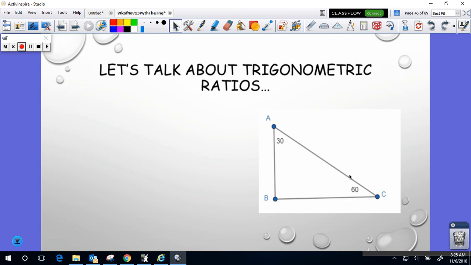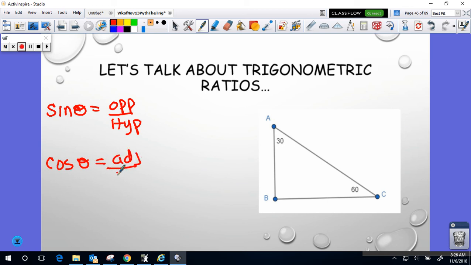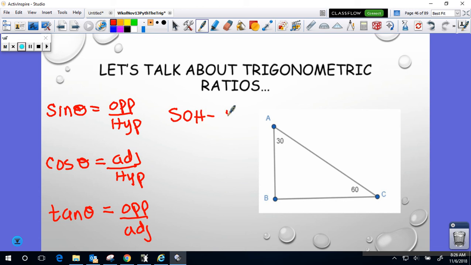So now that you know how to label the sides, let's talk about the trigonometric ratios. So you would see that sine theta equals opposite over hypotenuse. Cosine theta equals adjacent over hypotenuse. And tan theta equals opposite over adjacent. Now there is an acronym to help you remember this, and it's SOHCAHTOA. That's the acronym that helps you to remember.